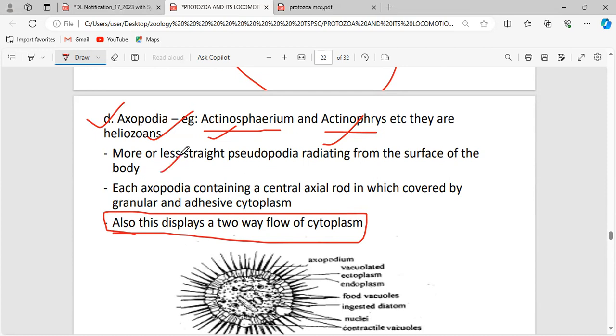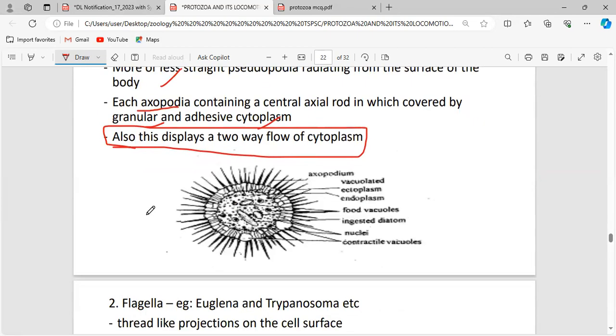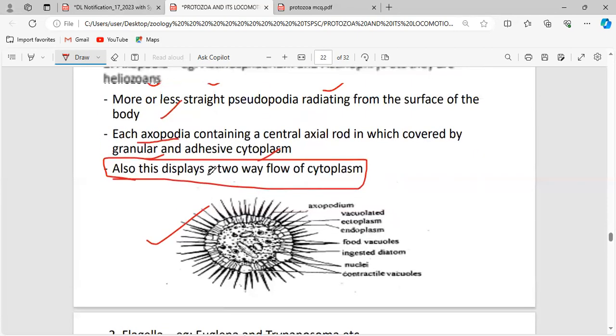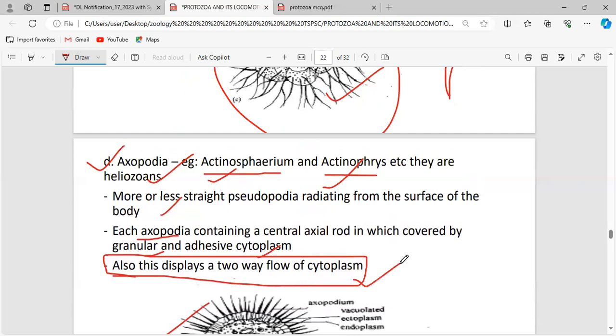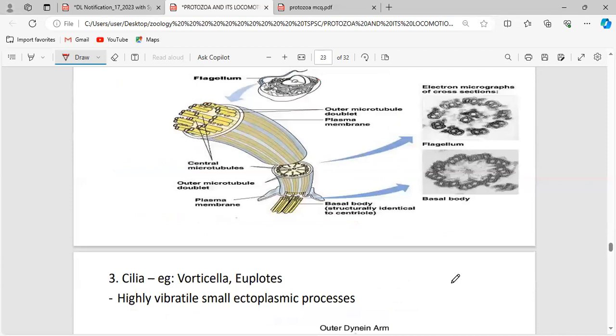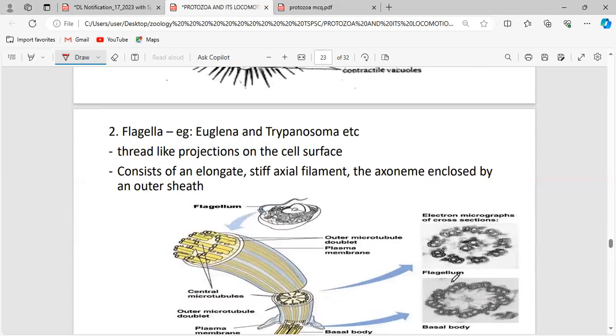Axopodia are more or less straight pseudopodia radiating from the surface of the body. Each axopodium contains a central axial rod covered by granular and adhesive cytoplasm. When it comes to axopodia, just remember the diagram, the unique features of reticulopodia and axopodia, and the example. This is sufficient. That's all about the pseudopodia.